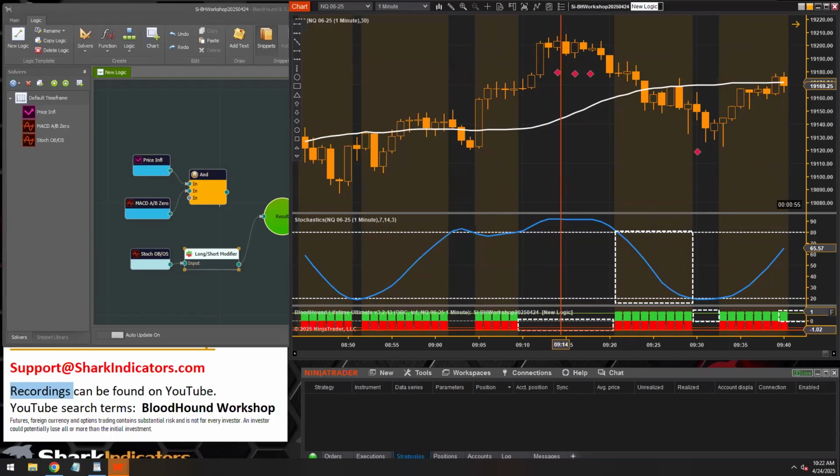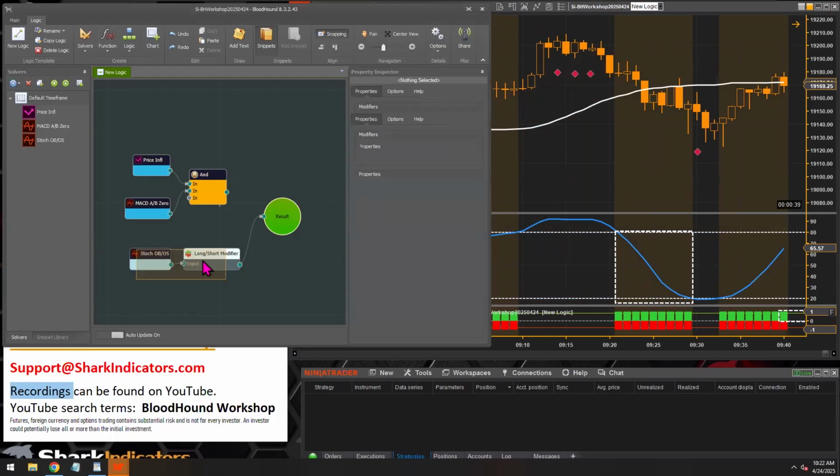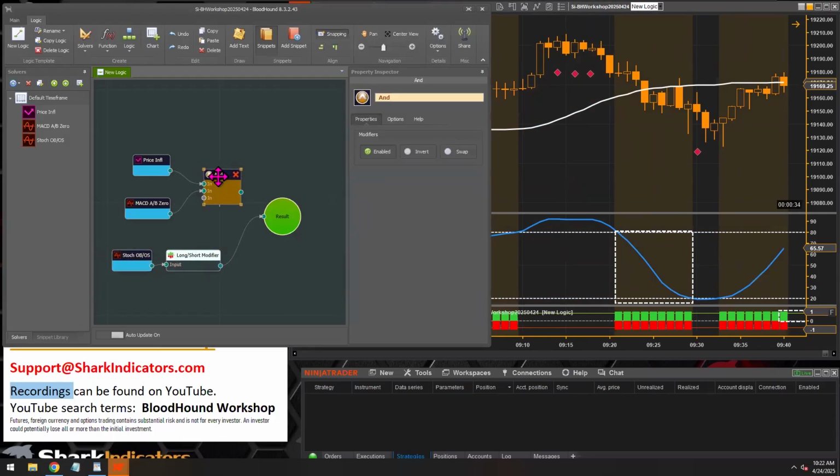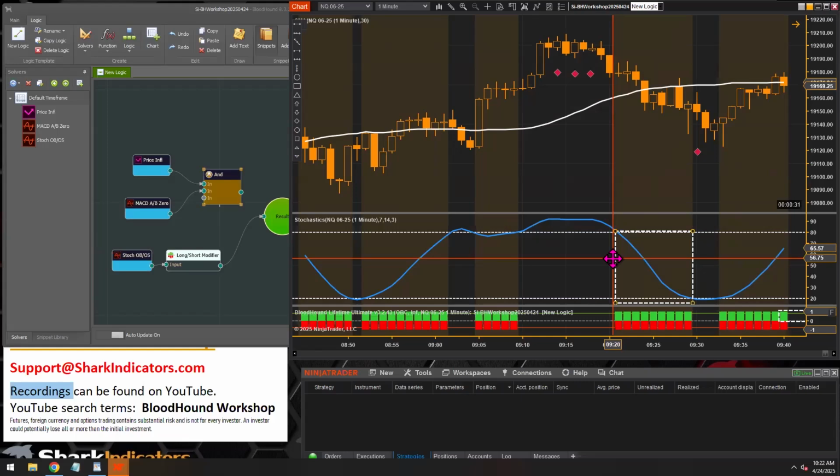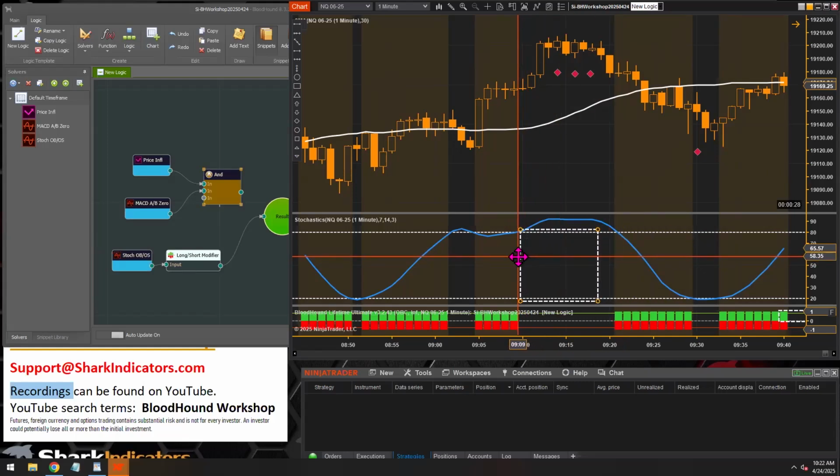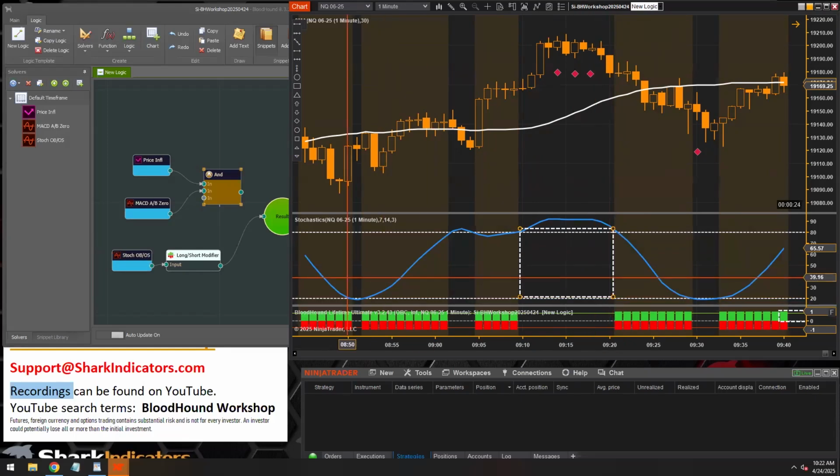And now we have exactly what we want. So we got rid of the shorts that used to be here, and we got rid of the longs that used to be there. So now that there is no output at all, that means when we tie this into our AND node, the AND node will remove all signals during this period. So there we go.